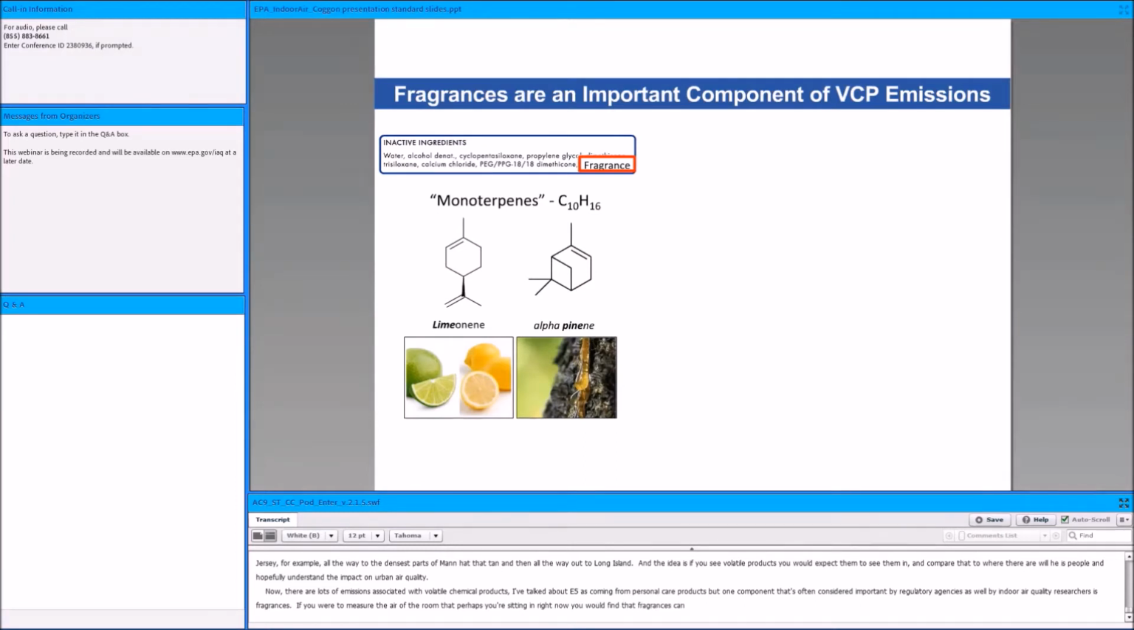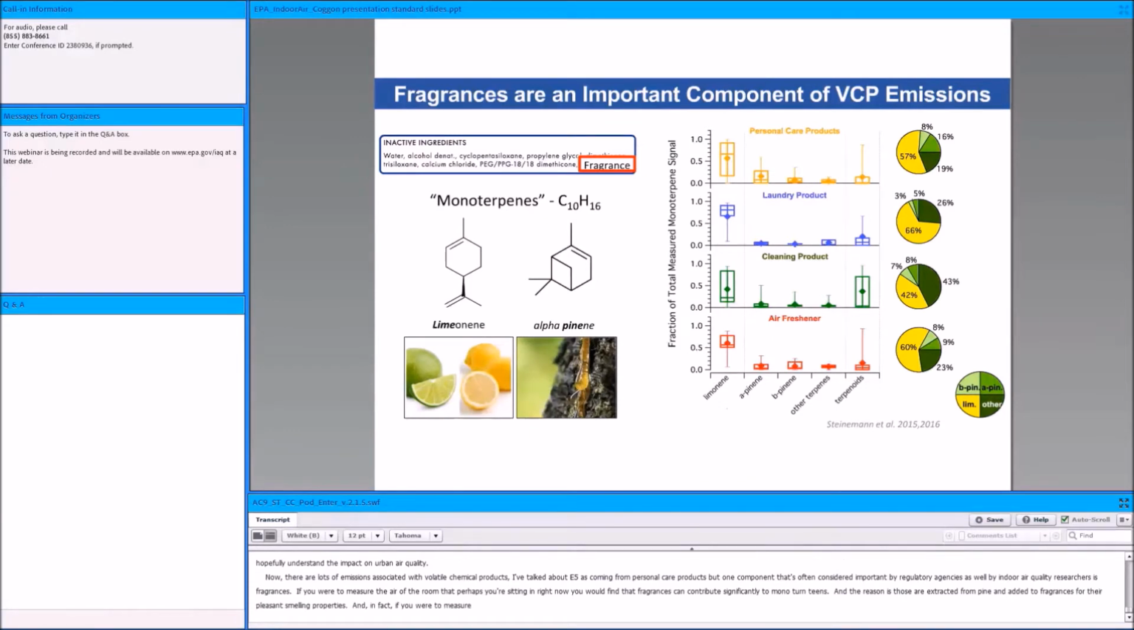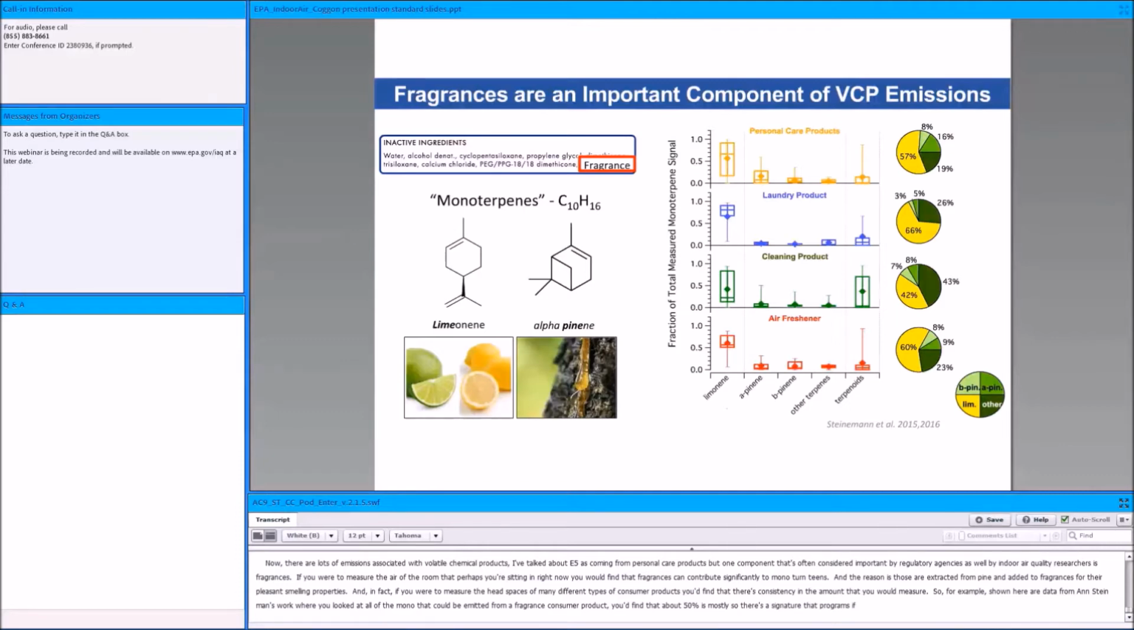And the reason is because monoterpenes are extracted from limes and from pine sources and added to fragrances for their pleasant smelling properties. And in fact, if you were to measure the head spaces of many different types of consumer products, you'd find that there's consistency in the types of monoterpenes that you would measure. So for example, shown here are data from Ann Steinemann's work, where if you looked at all of the monoterpenes that could be emitted from a fragrance consumer product, you find that about 50% is mostly limonene. So there's a signature of anthropogenic monoterpenes that perhaps if you were to measure an urban environment, you may see these enhancements alongside population density.